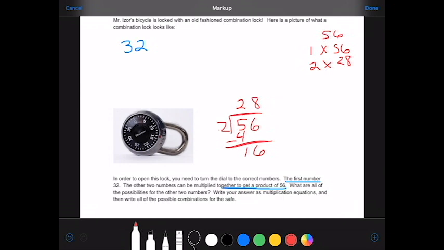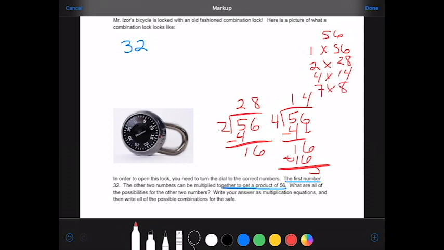4, I think 4 goes in. Let's try. 56 divided by 4. 5 divided by 4 is 1. 1 times 4 is 4. Subtract, you get 1. Bring down the 6. 4 goes into 16 4 times. 4 times 4 is 16. Subtract, I get 0. So yeah, 4 times 14. 5 does not go in. 6 does not go in because 9 times 6 is 54. 7, oh yeah, 7 does go in because you have 7 times 8.